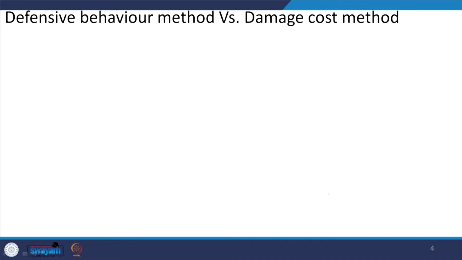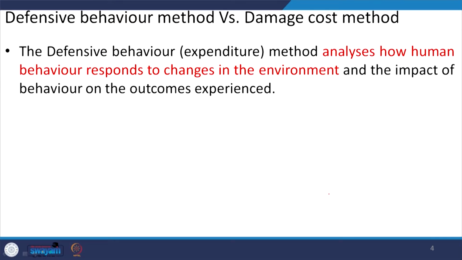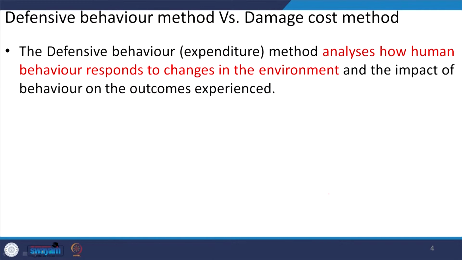So, after understanding this damage cost, now let us analyze how it is different or similar to the defensive expenditure method that we have already explained. If you are talking about the defensive expenditure method, or defensive behavior method, what is the target? It analyzes how human behavior responds if there is any change in the environment. And second, what would be the impact of this behavior on the outcome that we are experiencing.